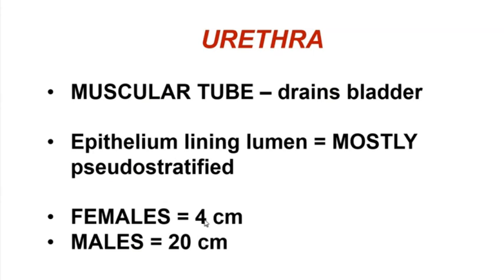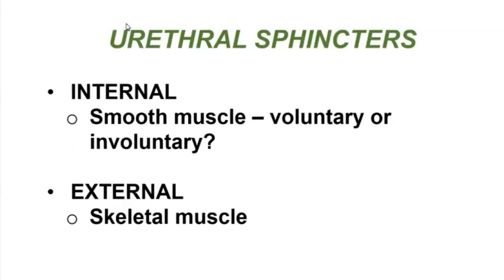The urethra has different anatomy depending on whether we're looking at the female urethra or male urethra. In females, the length also differs as well. In females, the urethra is about 4 centimeters long. In males, it's about 20 centimeters long. So we get differences in anatomy and length of the urethra, depending on whether we're looking at male or female.